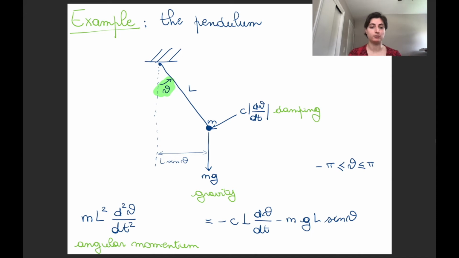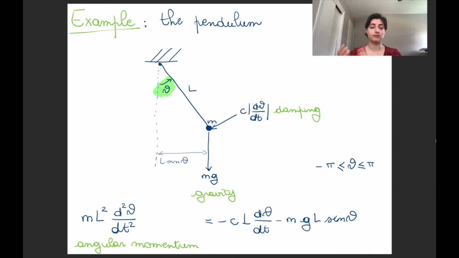We're looking at the pendulum. Here we are hanging the pendulum from a fixed point, and we're computing the angle theta between the vertical and the arm of the pendulum. We're hanging a mass m to this pendulum, and we have two forces on this mass. We have the gravity that is dragging it downwards, and we have a damping factor, so something that is slowing down the pendulum.